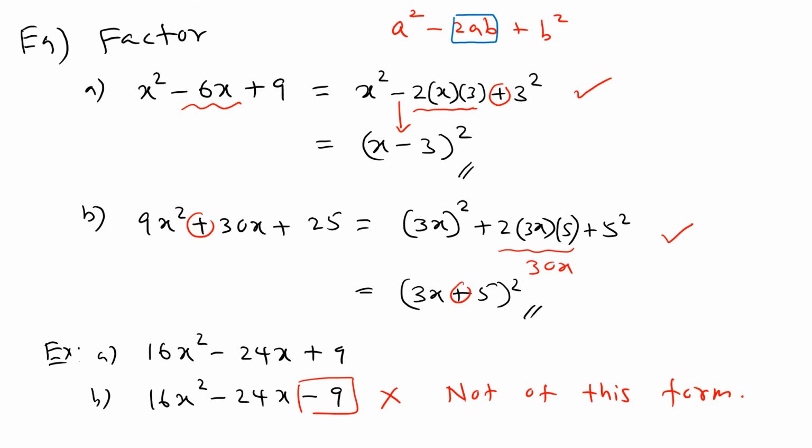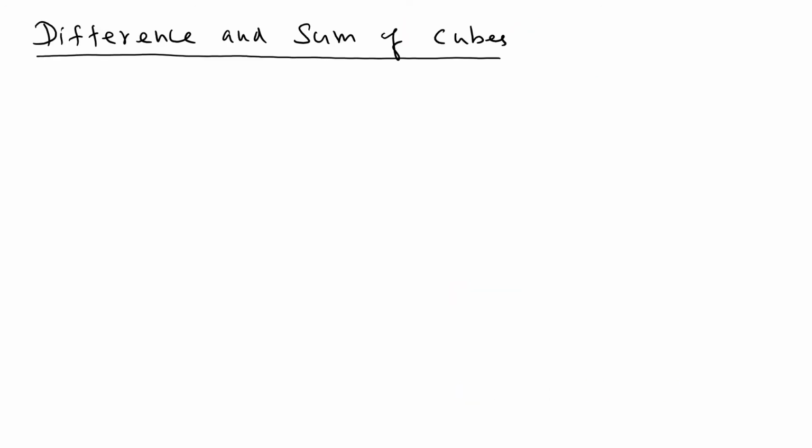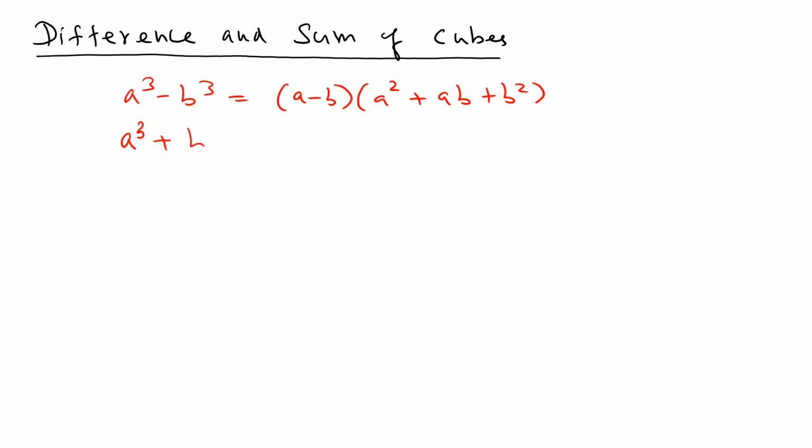Okay, so let's talk about the difference and sum of cubes. So we have the formula. The formula is a cubed minus b cubed equals a minus b, and then a squared plus ab plus b squared. And then for the sum, we have a cubed plus b cubed equals a plus b, and then a squared minus ab plus b squared. So those are two formulas, and let's look at several examples.